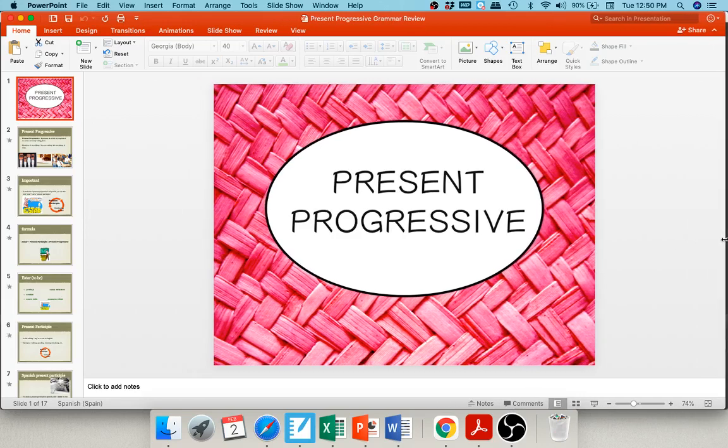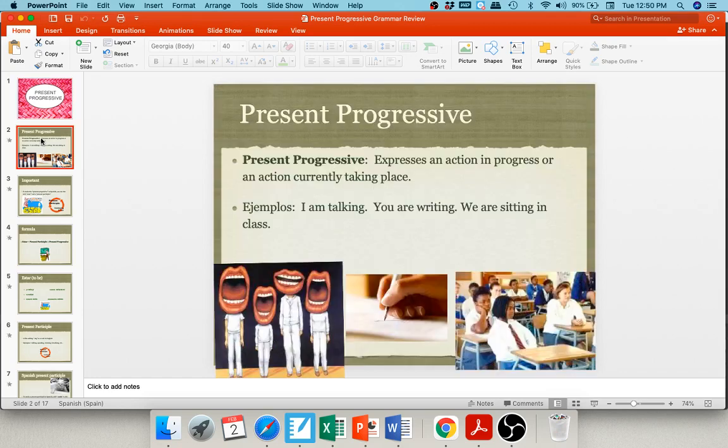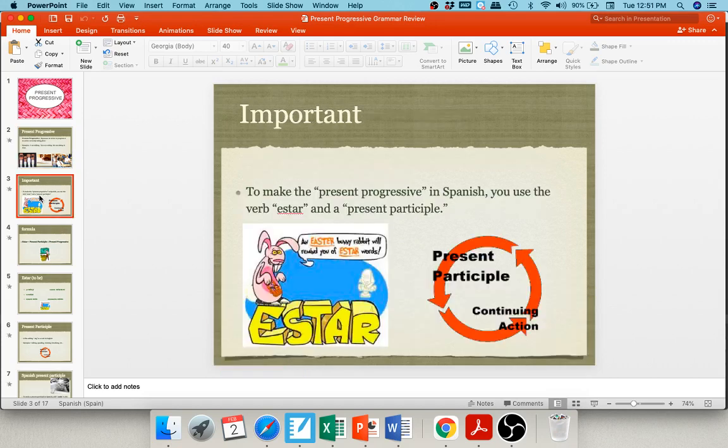I wanted to take a moment to talk to you about the present progressive tense, which I know can be a little tricky at first, but overall is not too bad. The present progressive tense in Spanish expresses an action that is in progress or that is currently taking place. We most commonly see these translated as -ing in English. So I am talking, you are listening, together we are working on a few activities, so on and so forth. These are called gerunds in English, if you're familiar with that term.